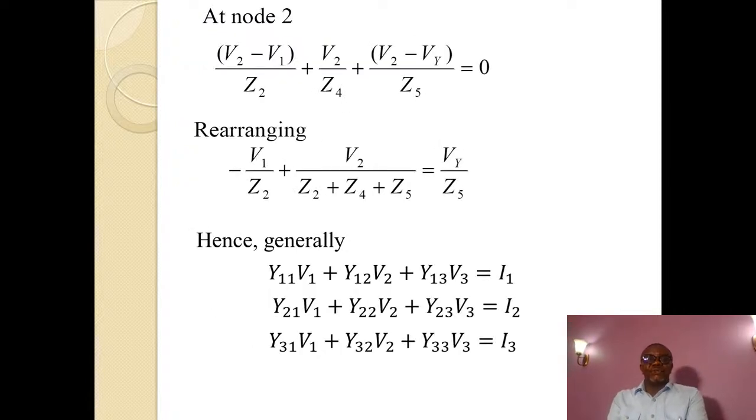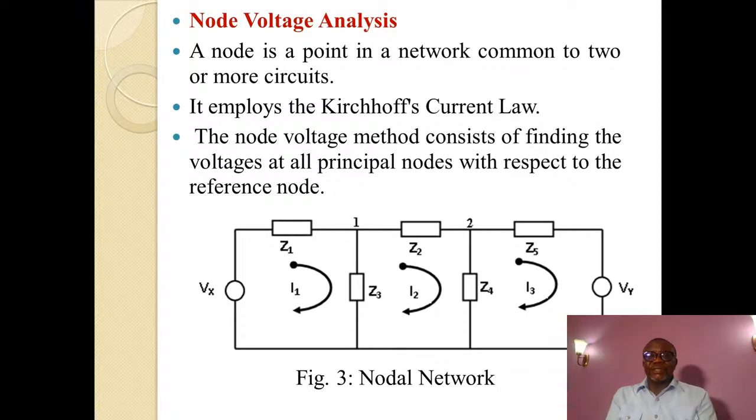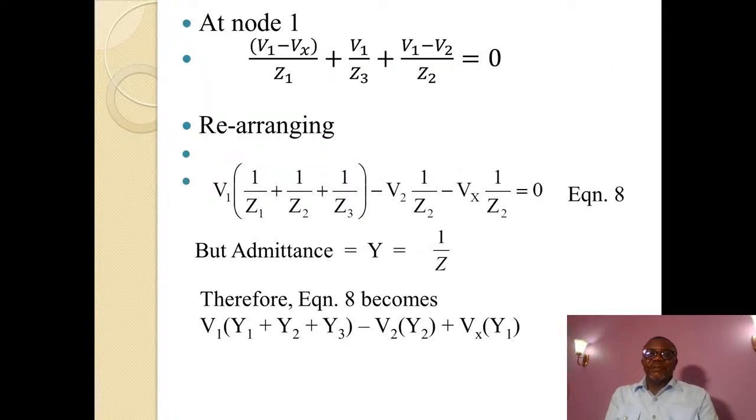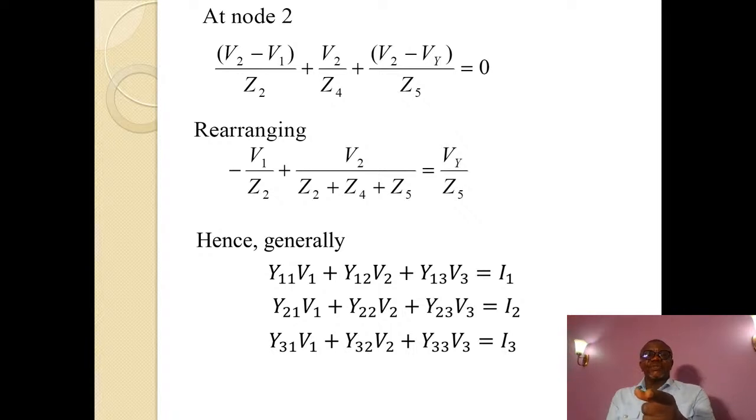So at node 2, you do a similar thing: V2 minus V1 all over Z2. Let's quickly understand that. In node 2, we have V2 minus V1 all over Z2, V2 over Z4, and V2 minus Vy over Z5. That is what you're having.